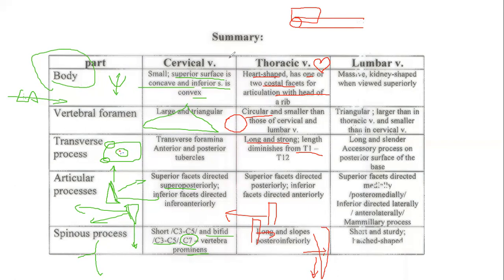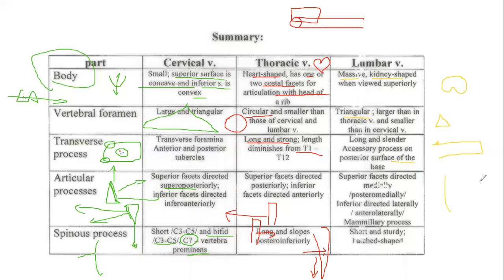And lumbar vertebrae, the body massive, kidney-shaped. When viewed superiorly, vertebral foramen triangular but small. Transverse process, long and slender. Accessory process on the posterior faces, somewhere here on the base.